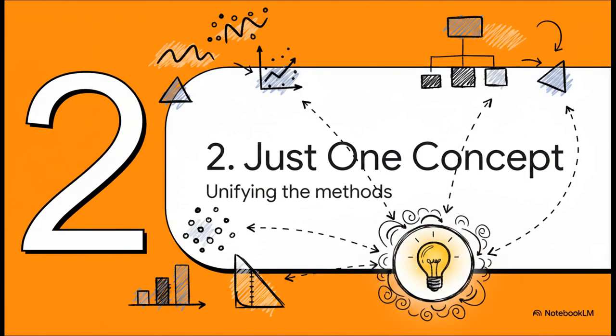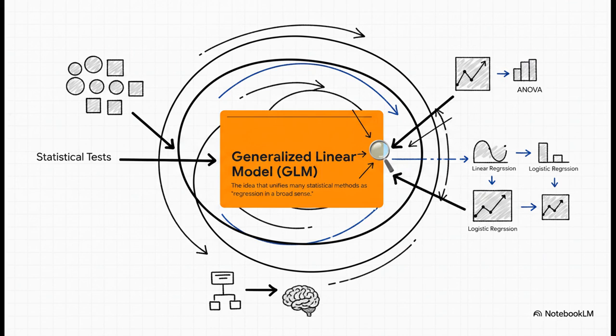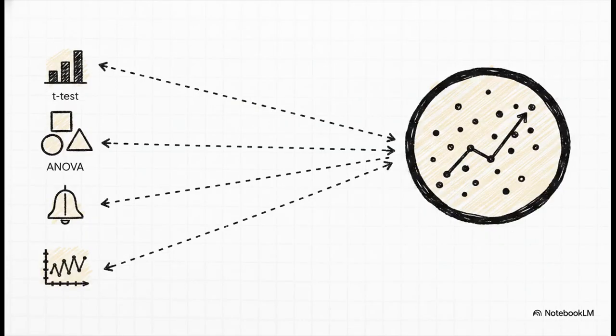But what if I told you that most of these seemingly separate methods are not strangers at all? What if they're actually all part of the same family? This is where everything is going to start to click, all thanks to one single idea. The key that unlocks everything is a really powerful concept called the Generalized Linear Model, or GLM for short. Think of it as the unifying theory, the family tree that connects so many of the statistical tests you've heard of.